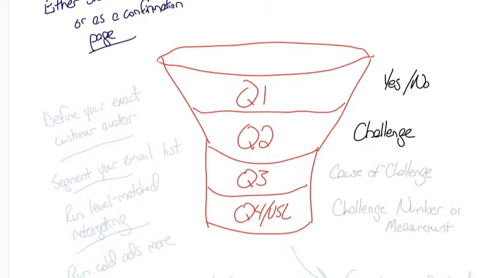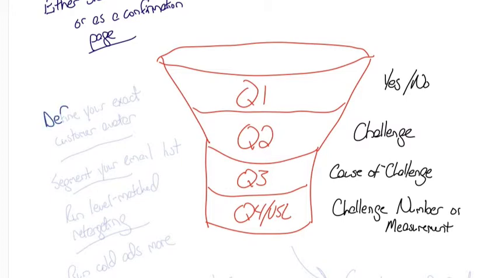Then question 3 is the cause of the challenge. What external force is responsible for that challenge in your prospect's life? And the 4th question is a challenge number or a measurement of some sort. You want to know how challenged they are, what is the level of challenge in their life? It can be a simple rating, from difficult, very difficult, or extremely difficult, or you can give it a number.